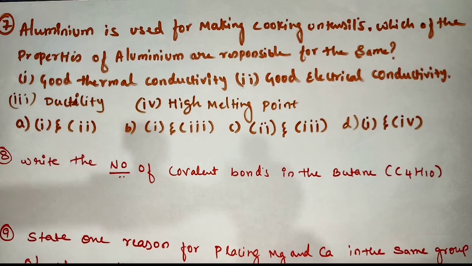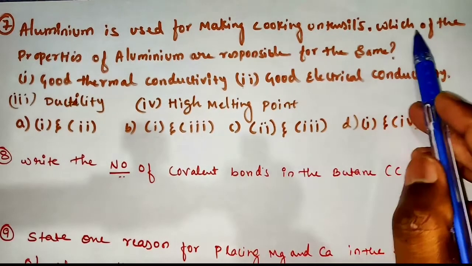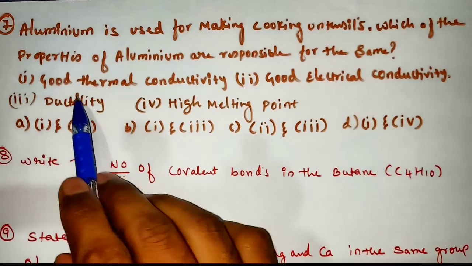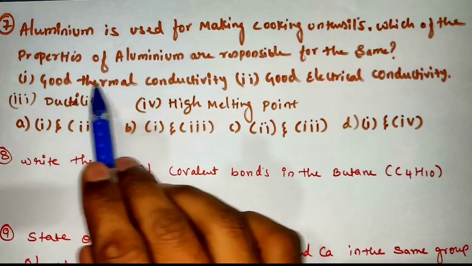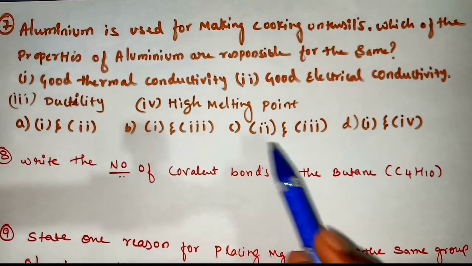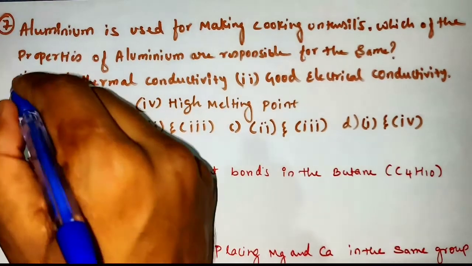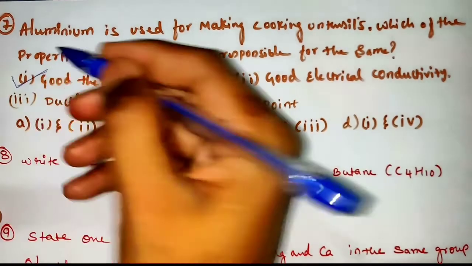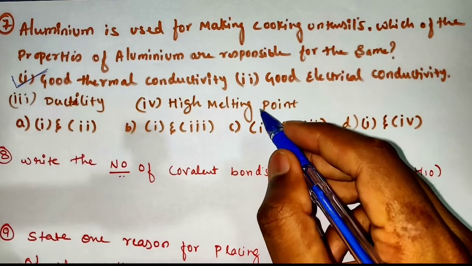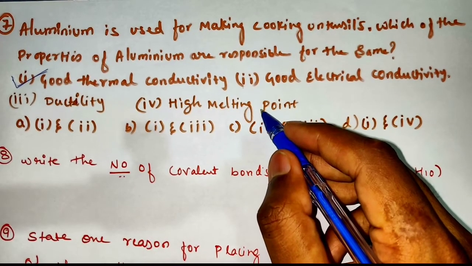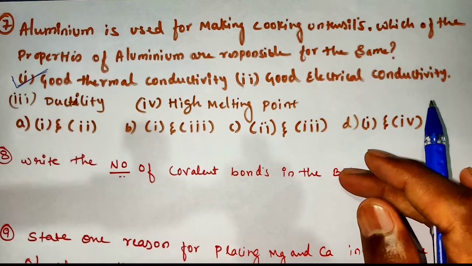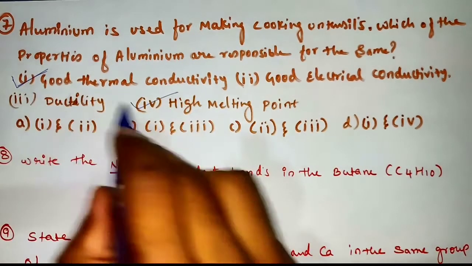Next question is, aluminium is used for making cooking utensils. Which of the properties of aluminium are responsible for the same? Some properties they have given: good thermal conductivity, good electrical conductivity, ductility, high melting point. Out of this, what do we need? Thermal conductivity will be more. It should be a good conductor of heat, and it should not melt at whatever temperature we are using for cooking. So first and fourth is the answer.